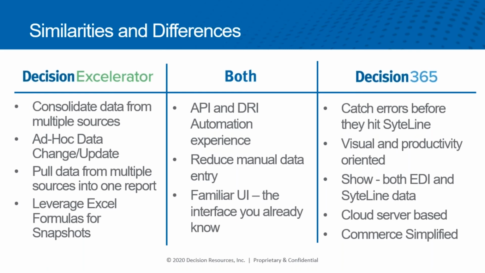Decision365 is more an enterprise deployment. It's designed to catch errors and data before they hit Sightline. It's visual and productivity oriented. So we are not trying to be AI, we're not trying to be artificial intelligence or automated workflow. We're just trying to help you do what you do anyway, just faster.